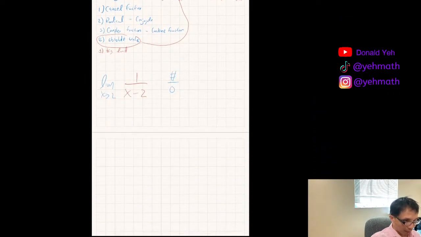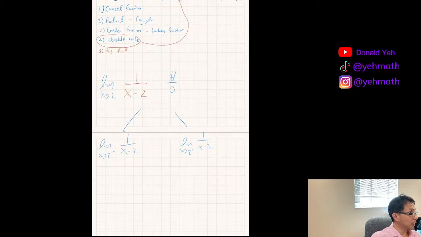But if you have 1 over x minus 2, that's number over 0, so that means you need to do 2 things. Why 2 things? Because we're approaching 2, so we must look at both ends, right? Therefore, it's going to be the limit as x approaches 2 from the left of 1 over x minus 2, and the limit as x approaches 2 from the positive side of 1 over x minus 2. One-sided limits.